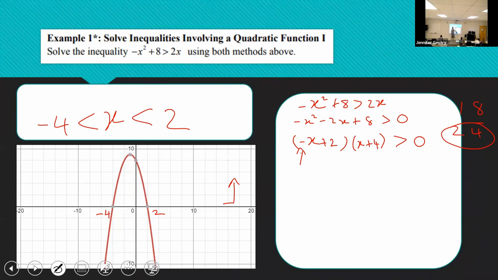So I've got two numbers multiplied together. I'm trying to figure out where it's bigger than 0, right? Where is it equal to 0?